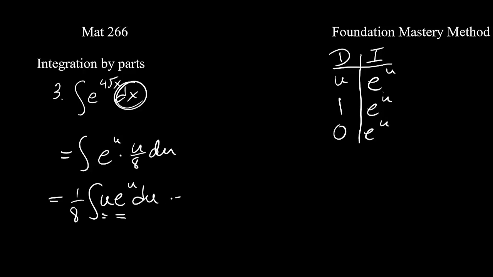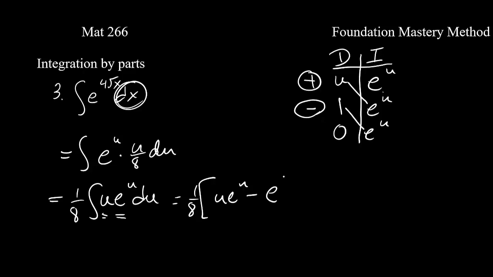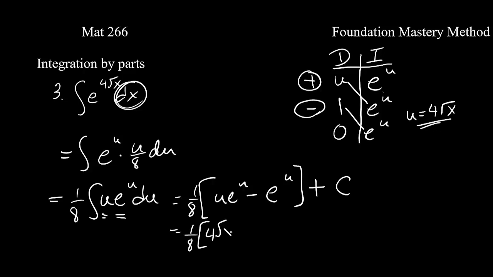So now our integral becomes 1/8 times, and we take the product of these two entries, u e to the u, and now we alternate signs and take negative the product of these two entries, so minus e to the u, plus a constant of integration. And our last step is to do a substitution in terms of the original variable. And recall we had set u equal to 4 times the square root of x. So everywhere we have u here, we simply replace it with 4 times the square root of x.